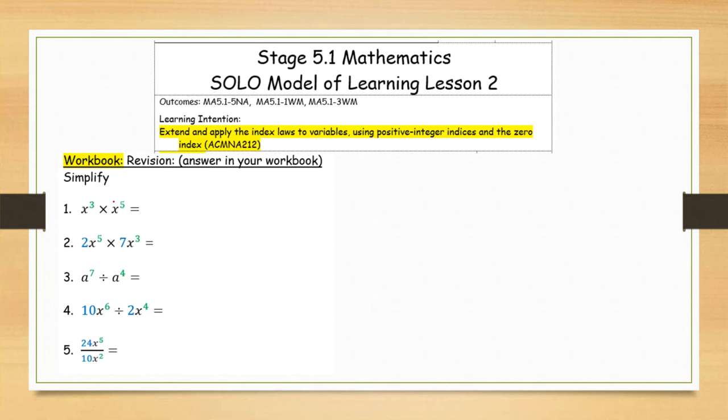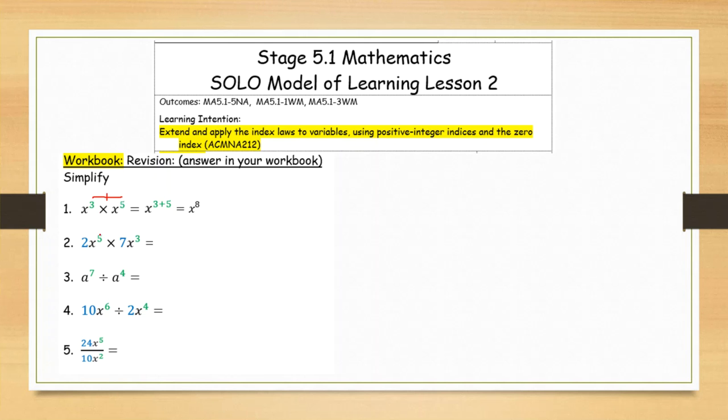So you'll notice that I have the indices in green, the base values are in black, and we have coefficients in blue. So for question 1, we need to add the indices. So we add 3 and 5. See the little numbers up here up the top, we add them.